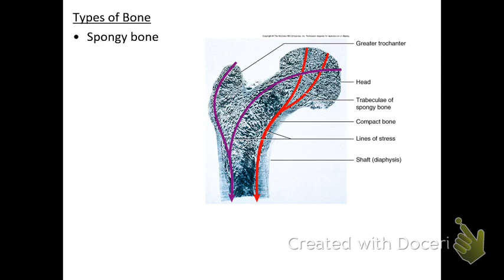And this is the bone that is found inside your bones. It is much lighter in weight, has lots of spaces in it, helps to reduce the weight of our bones, but still contributes to the strength of bones.